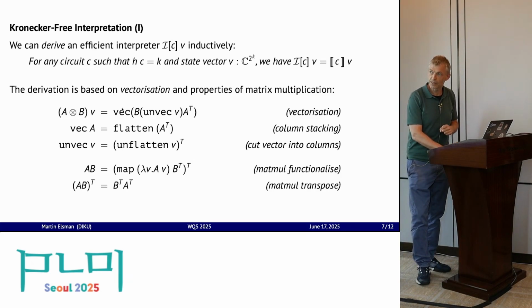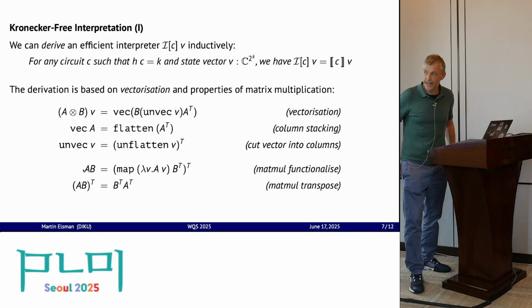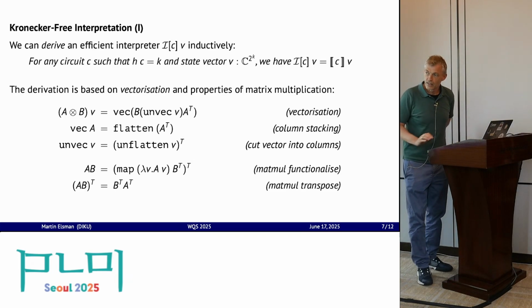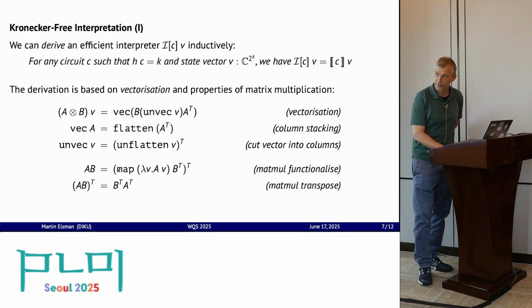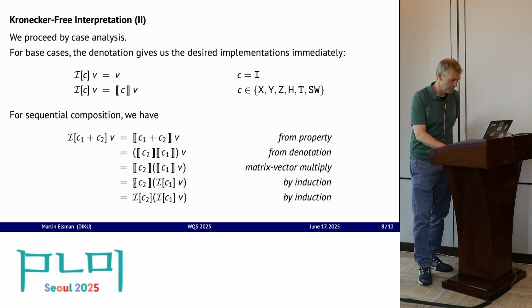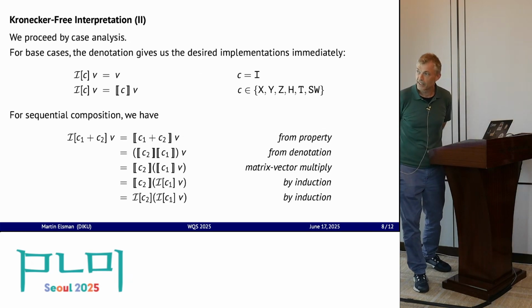So unvec is the opposite of that thing. Then we have some other properties here. We basically flatten, and vectorization of the vector here is just the transpose of A, and then we flatten that. That's the definition of vec and unvec. Then we also use this property that applying a matrix is really mapping a function that will do matrix-vector multiplication over the transpose of B here. And then we also use the standard transposition properties. Now based on this, we can start calculating the interpreter.